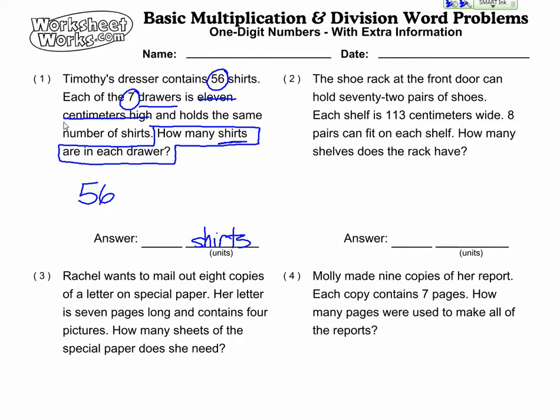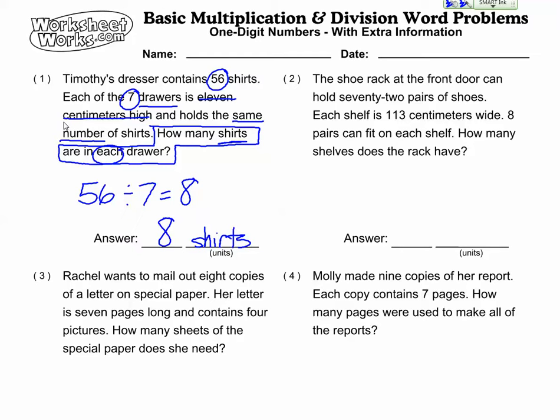And holds the same number of shirts, okay? I think that's important to know, that it's the same number of shirts. So we're starting with 56 shirts, and basically we're putting the same number in each of the 7 drawers. So this word each, often we see that word each, and sometimes it means to multiply and sometimes it means to divide. In this case, I think we're looking at dividing the 56 shirts into 7 equal drawers. So 56 divided by 7 would be 8, and so our answer is 8 shirts.